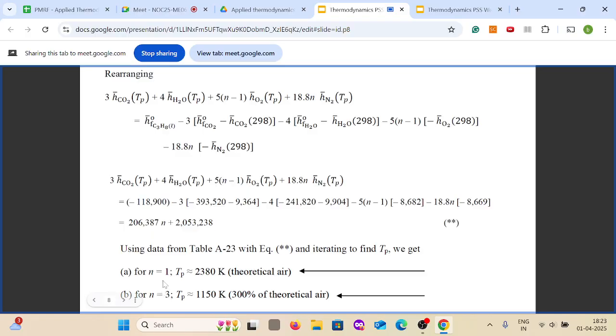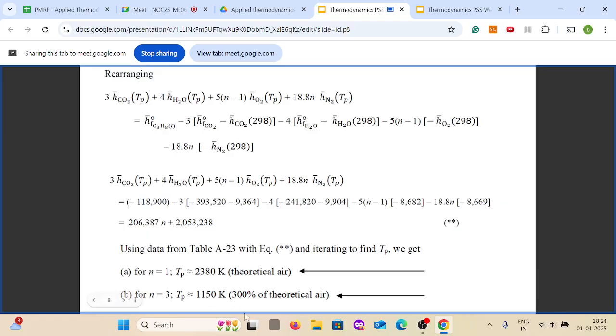So for n equals 1, that is 100% theoretical air, 2380 Kelvin is the product temperature when this will be equal to the enthalpy of the reactant. And similarly for n equals 3, your product temperature will be 1150 Kelvin.